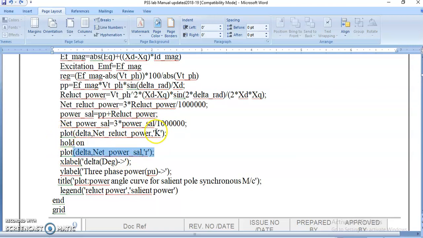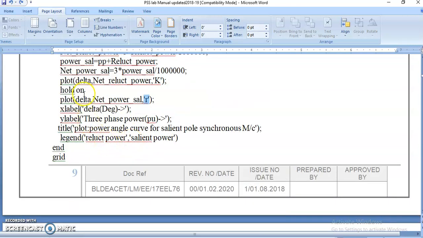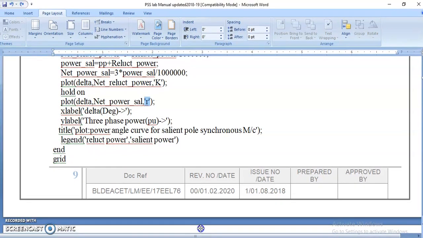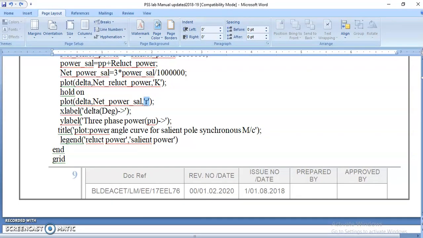The first plot we are displaying in K, that is one color, black. K it will take as black in MATLAB actually, and R is red. 2 waveforms you will get, and hold on, we are maintaining for a little bit of time. This is X label, this is Y label, this is title, this is legend. Okay. So let us execute this. Just have a look at this, so that you will come to know. Okay. So now let us execute this program.